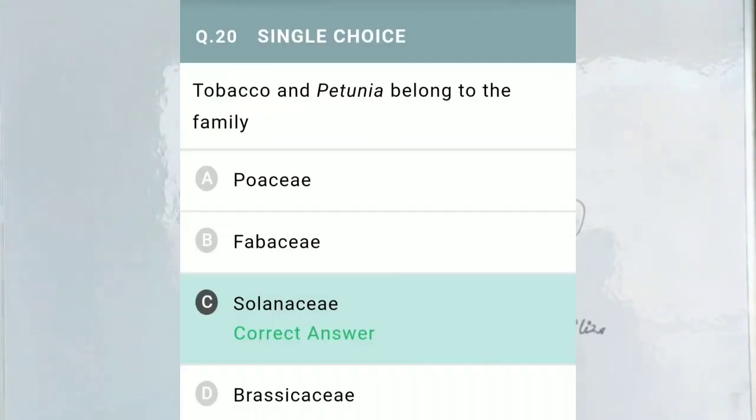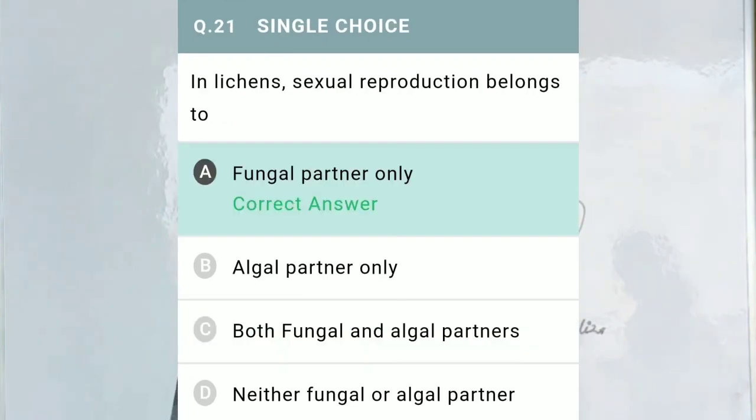Tobacco and petunia belong to which family? So the correct option is Solanaceae, option C. Question number 21. In lichens, the sexual reproduction belongs to option A. The correct option is the fungal part only, because the fungal part of this symbiotic relation is going to take part in reproduction. Now move to question number 22.